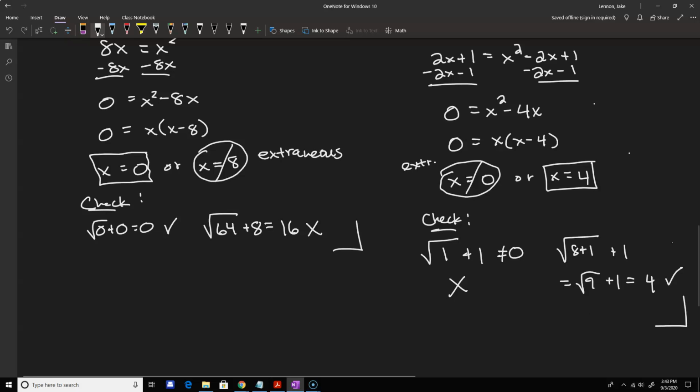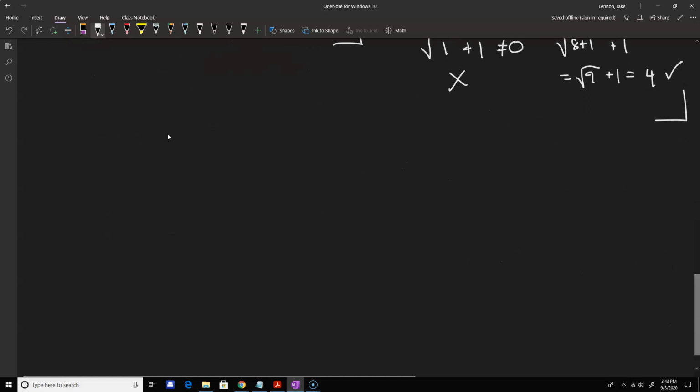Okay, so let's move on to the last type, where we have equations of the quadratic type using a variable substitution. So equations of the quadratic type.